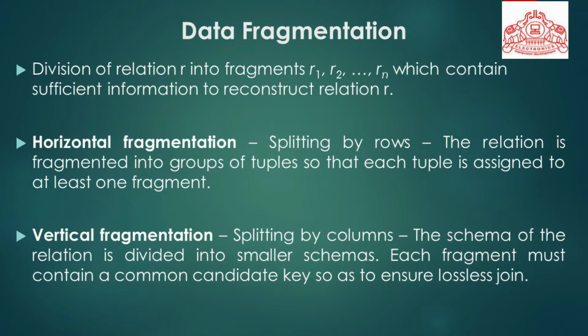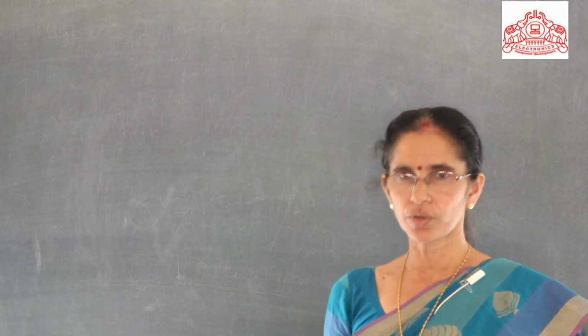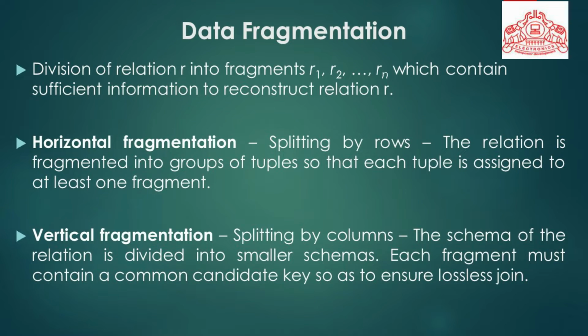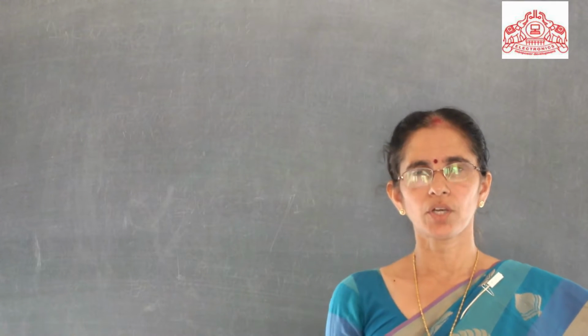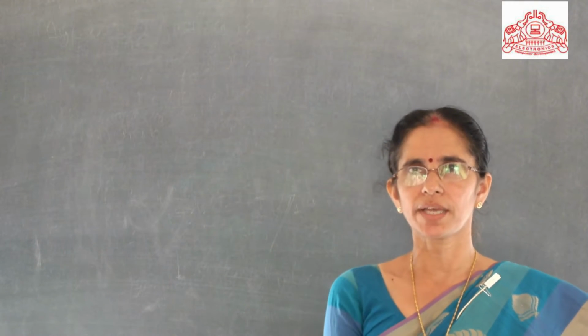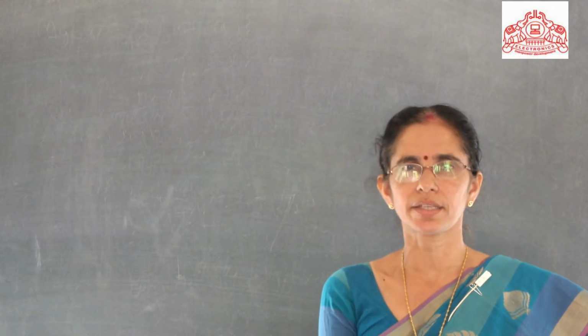Now coming to data fragmentation. Here the relation R is fragmented into different subsets. There are two possibilities: horizontal fragmentation and vertical fragmentation. In horizontal fragmentation, the relation is split by tuples or rows. That is, a relation is split by taking some consideration of rows. For example, in a banking environment, a particular range of account numbers is stored in one site, the others are stored in another site, and so on.